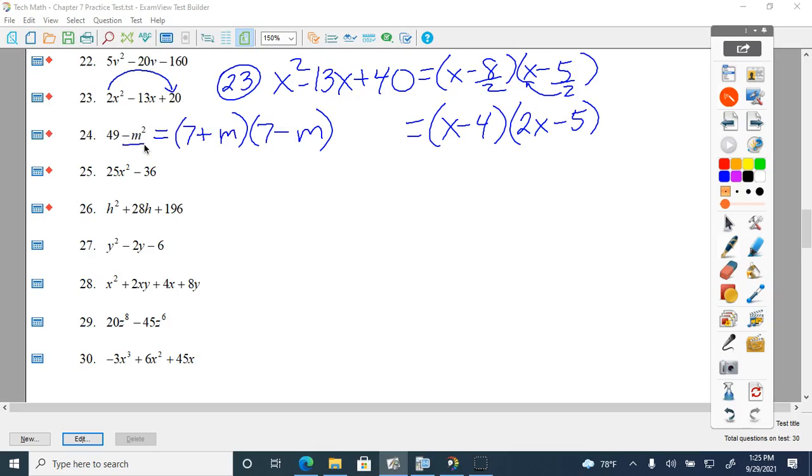Is 25 like 24? Are those both perfect squares? Yes. So you do it exactly the same way. What's the square root of 25x squared? 5x. So 5x and 5x. And what's the square root of 36? 6. But since it's negative, we put positive 6 and negative 6. Okay?